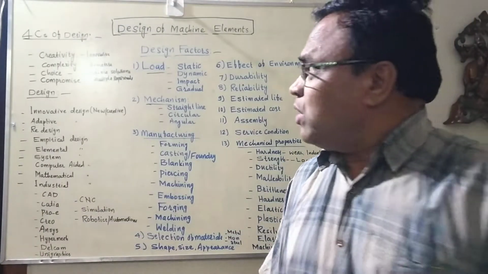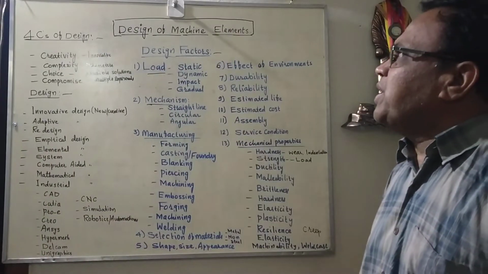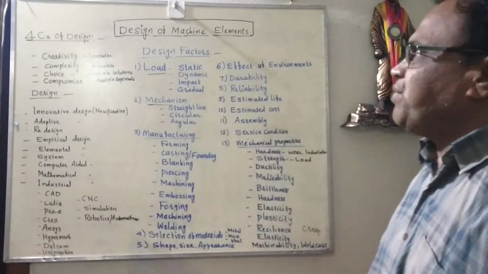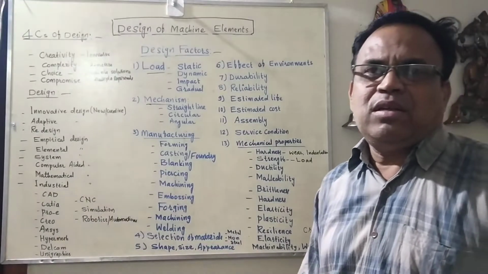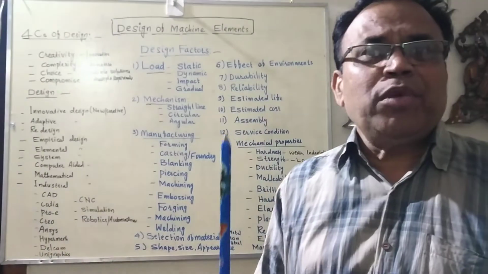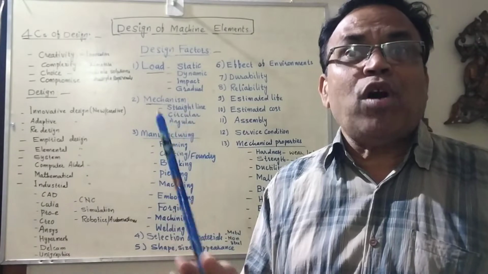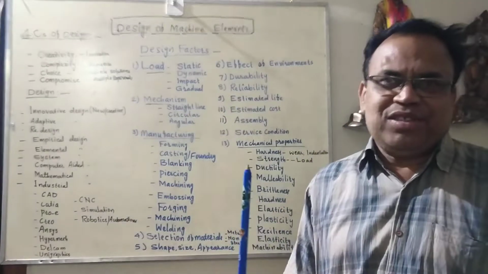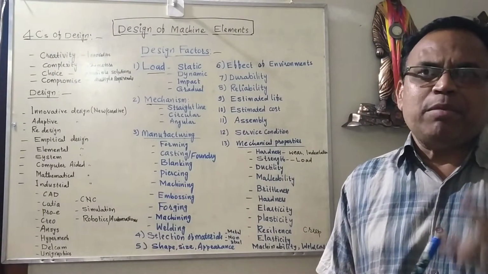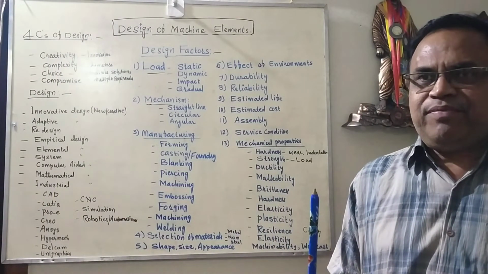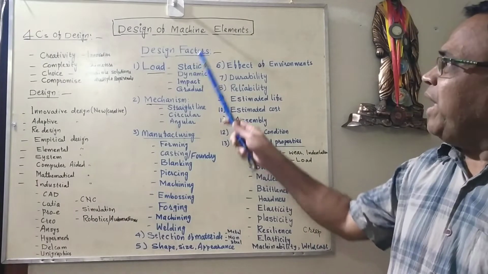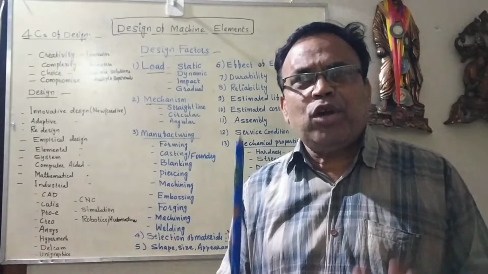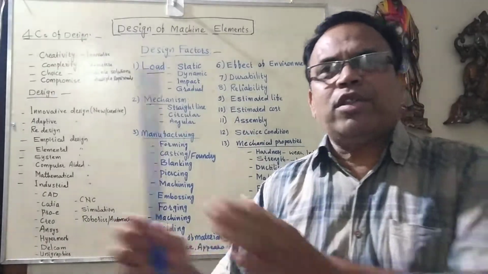Now, in the design of machine elements, one is the word design, another is the machine elements. What is design? Design is the process of formulating a new innovative idea to form the product. That product may be a machine, a device, or any structure. A machine means a complex structure of all elements grouped together to convert one form of energy to another form of energy.